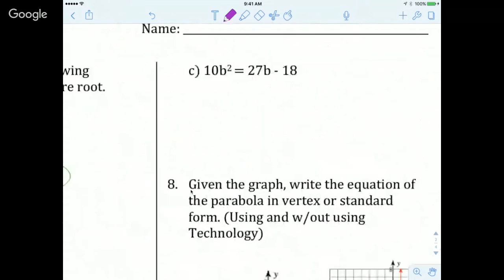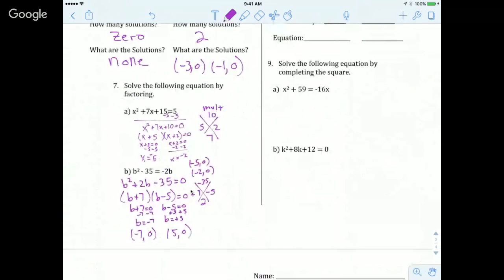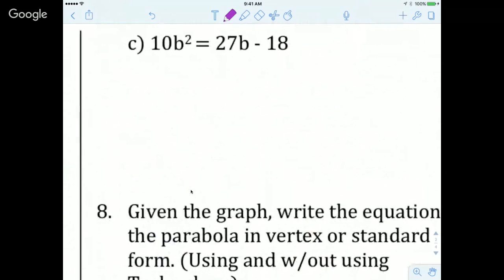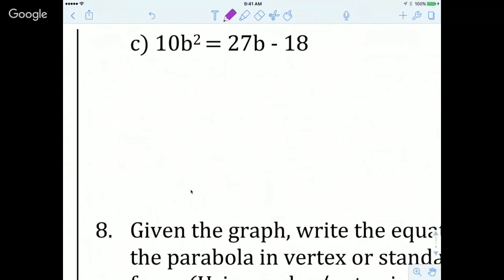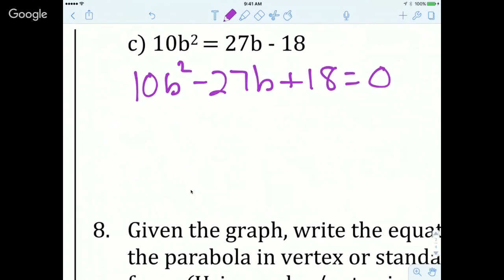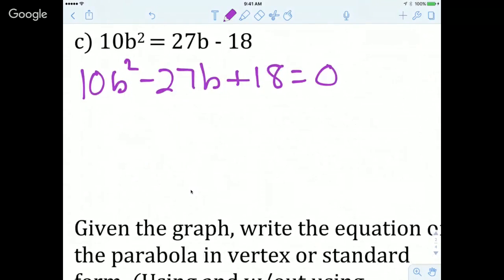Number 7C. Okay, step 1. Move everything to the left. 10b squared minus 27b plus 18 equals 0. We don't have a GCF out of everybody, so now we have to do the long grouping method.